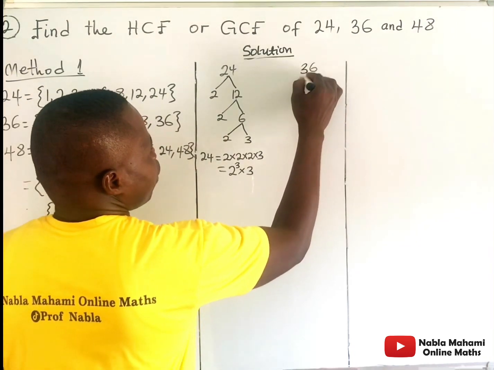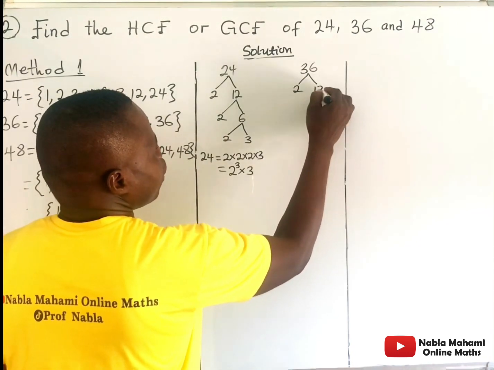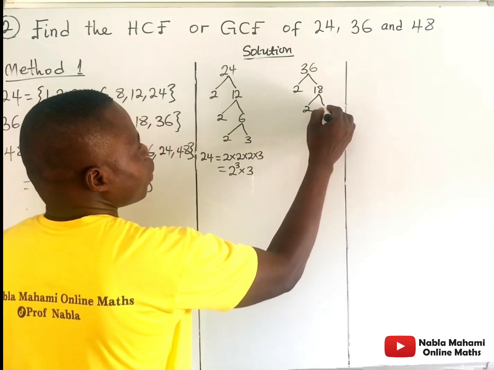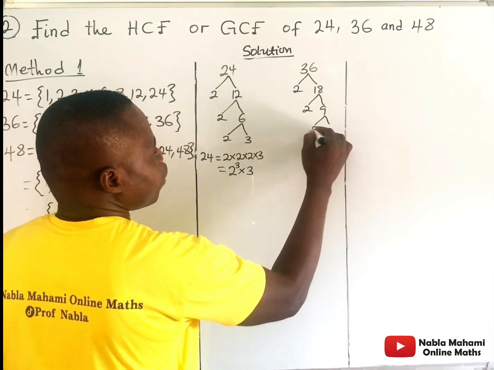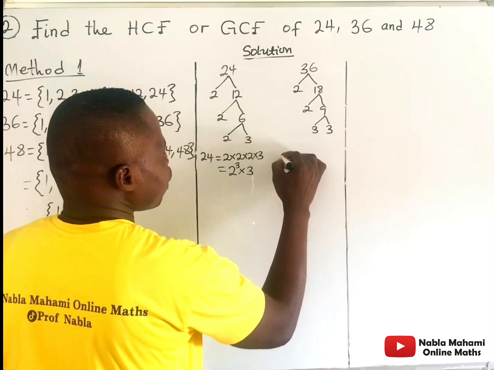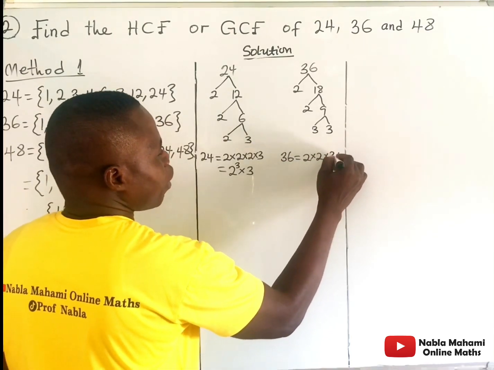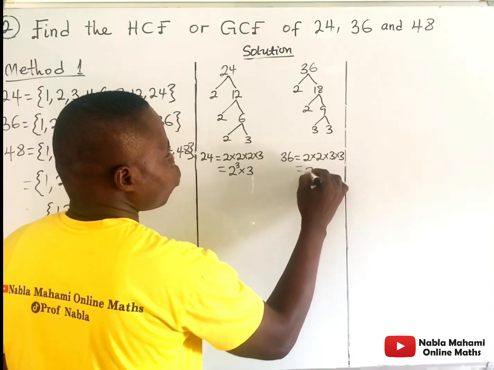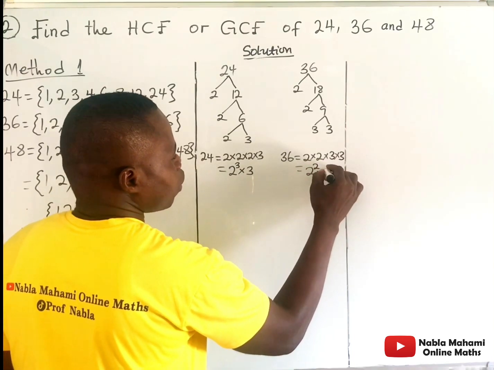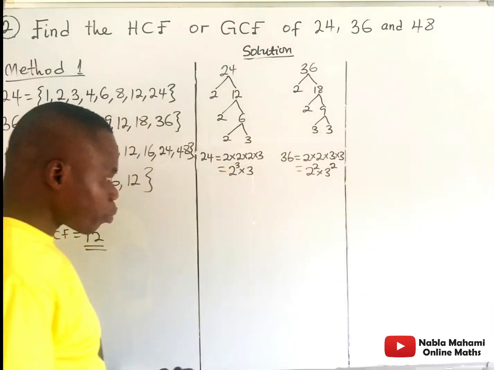That is 24. I'll pick the next number, which is 36. Put 36 in prime form. That will be 2 times 18. Then 18 will be 2 times 9. Then 9 will be 3 times 3. Meaning 36 can also be expressed as 2 times 2 times 3 times 3, which is the same thing as 2 to the power 2 times 3 to the power 2.